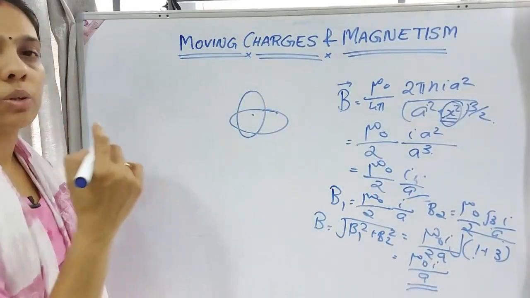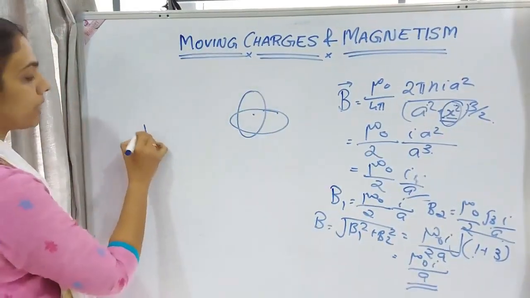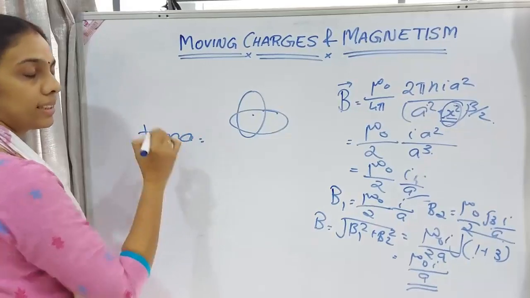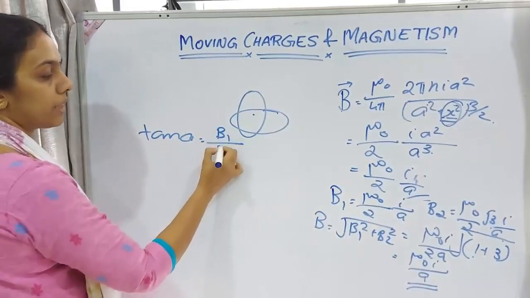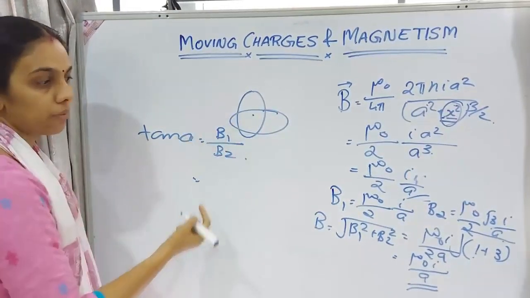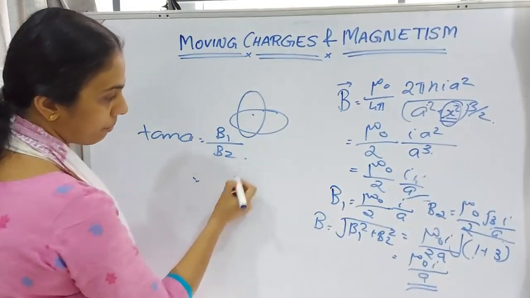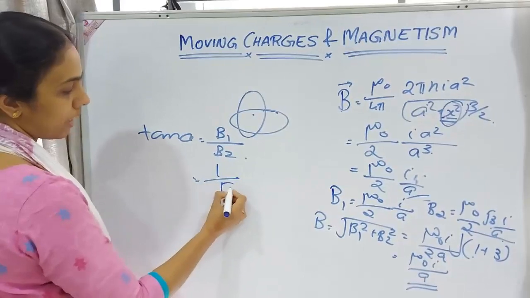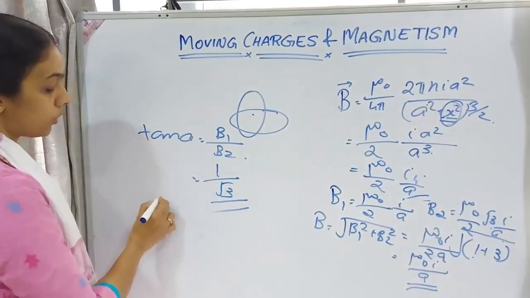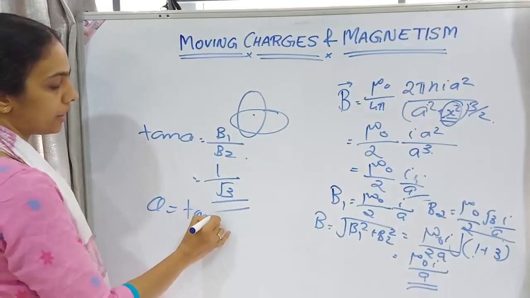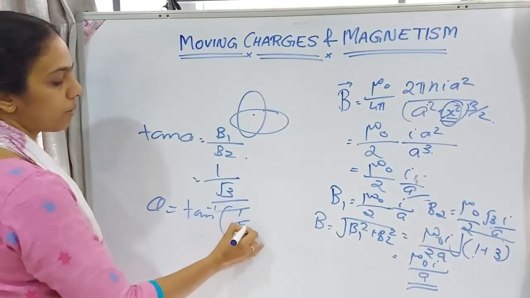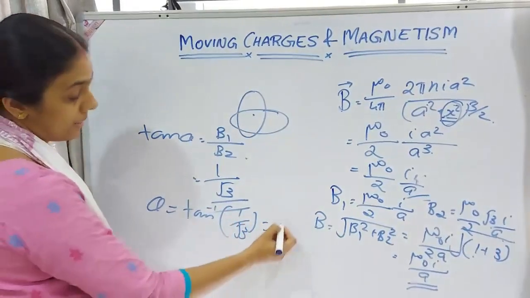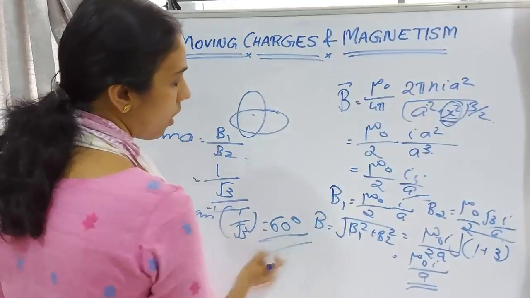Now we can find the angle. How can we find tan theta? Tan theta equals B1 divided by B2. In the previous one I showed you how we do B1 by B2. While finding B1 by B2, we get 1 by root 3. So what will be theta? Theta will be equal to tan inverse 1 by root 3, which is equal to 30 degree or pi by 6.